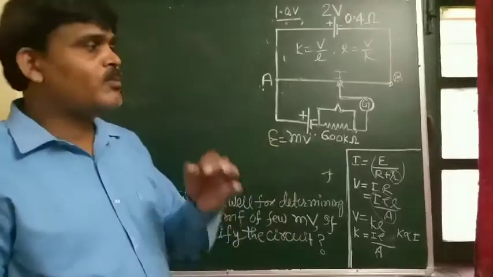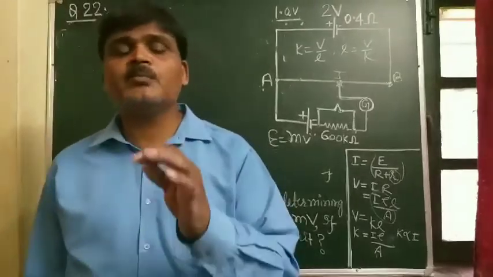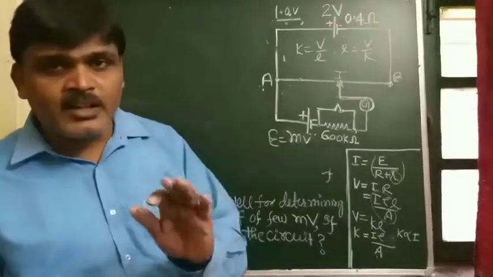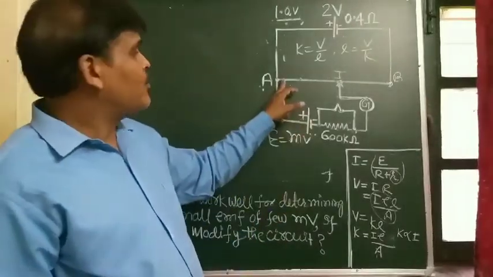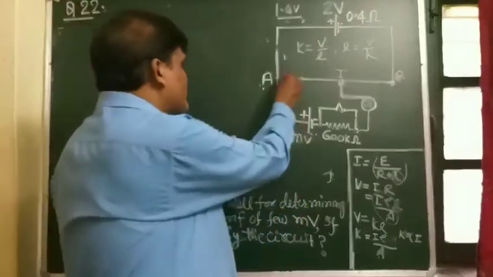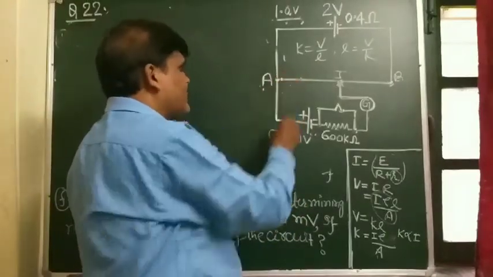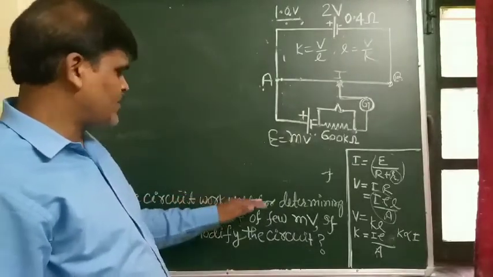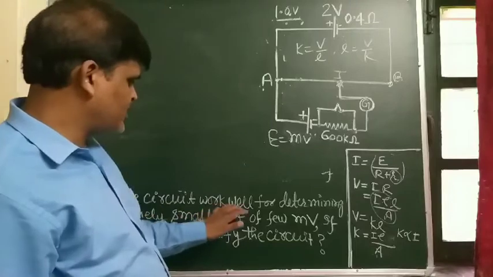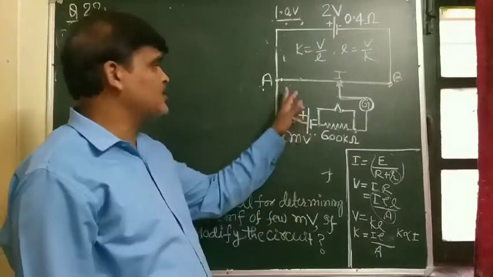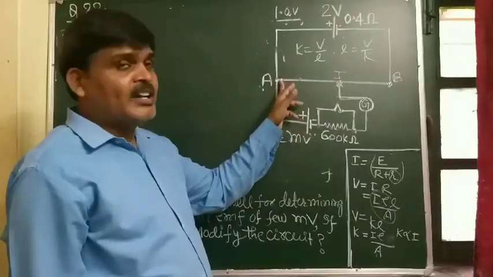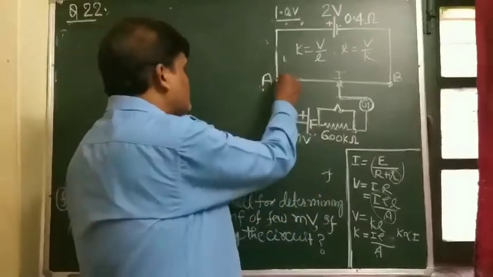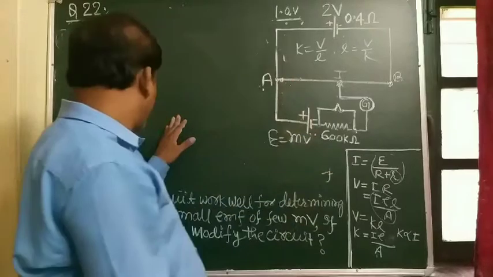In that case, for determining the EMF of a cell whose value is in millivolts, the balancing point is obtained very close to end A. So this circuit will not work well for determining an extremely small EMF of a few millivolts, because in that case the balancing point is obtained very close to point A.